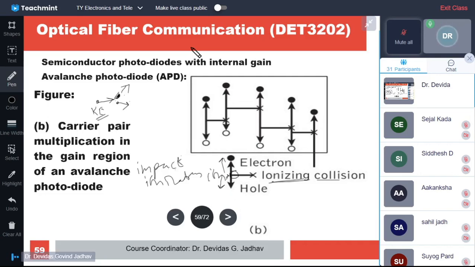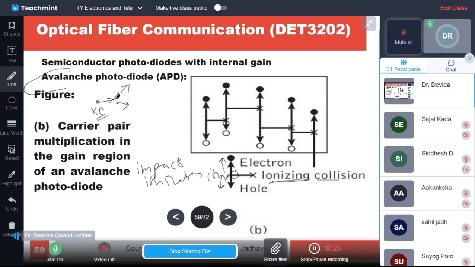Reverse bias diode has avalanche effect, Zener effect, we know. That's why the diode is named as avalanche photodiode, APD. Okay, avalanche photodiode.